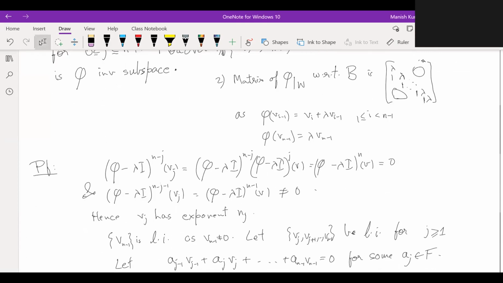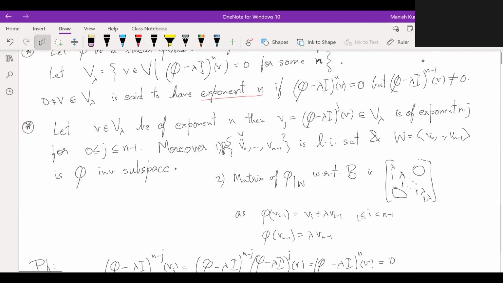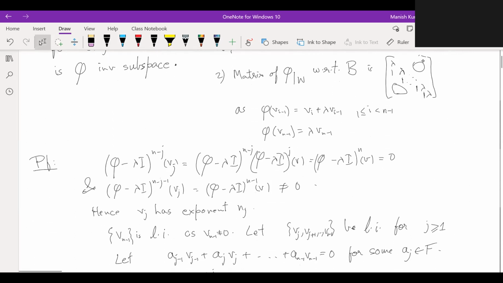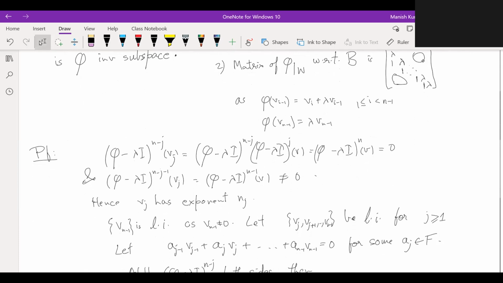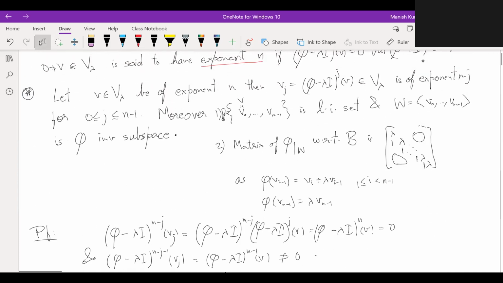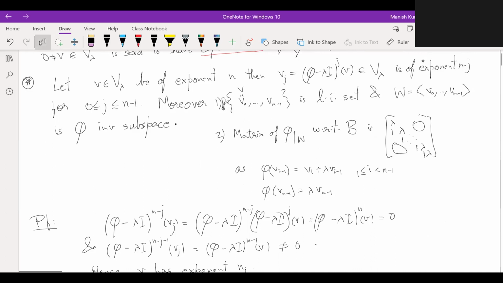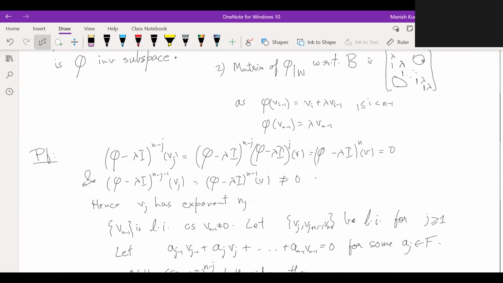So Vj has exponent n minus j. Now we want to prove that V0 to Vn minus 1 is a linearly independent set. We will do this by induction, starting from the rightmost vector. We know that Vn minus 1 is linearly independent because it is non-zero. In fact, it's an eigenvector. We know that Vn minus 1 is non-zero because it has exponent 1. It's an eigenvector, so it is linearly independent.